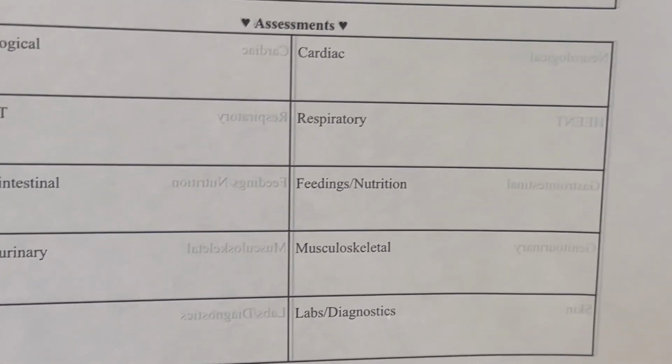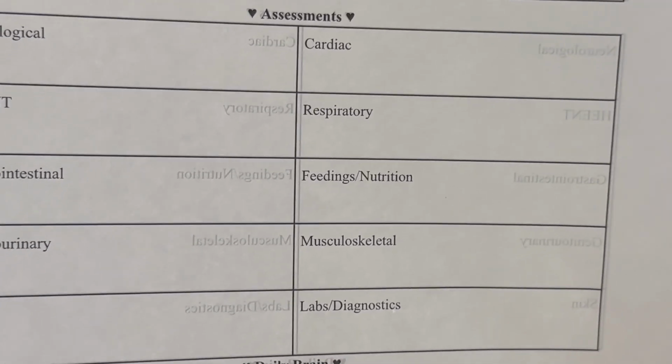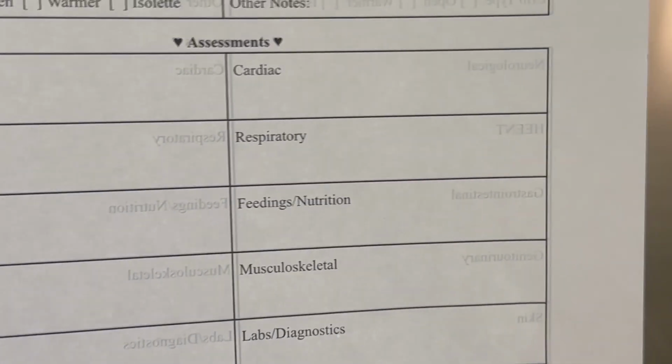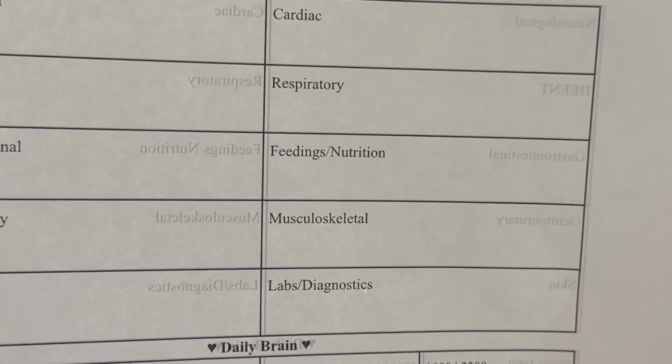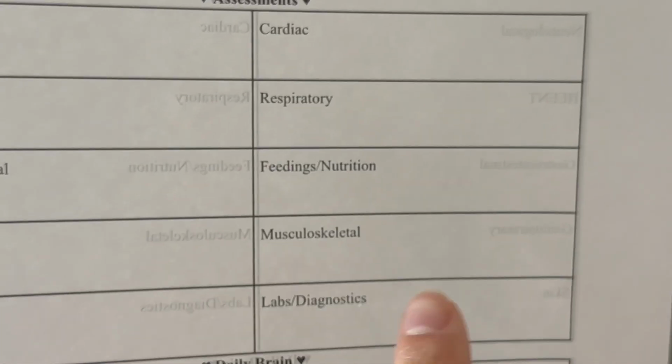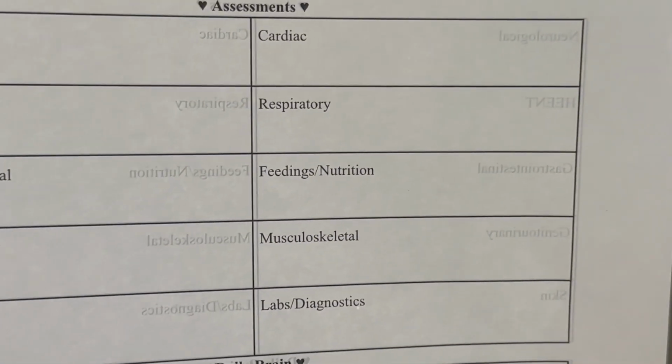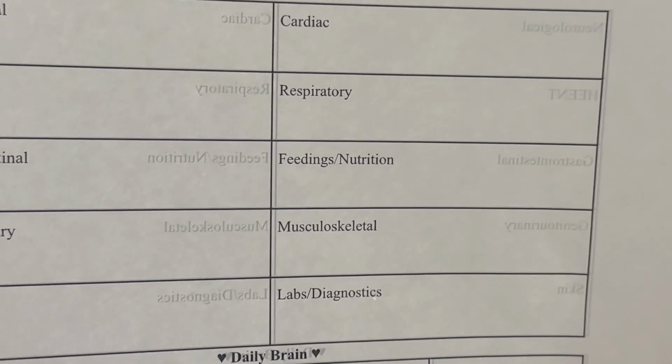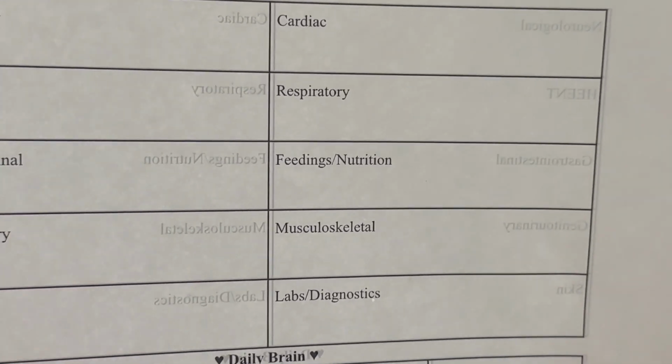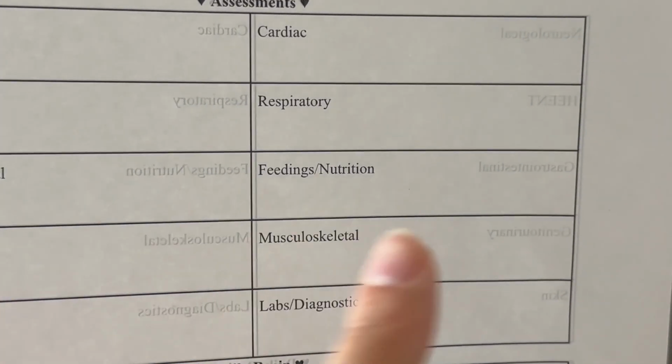If they have a trach and they're doing their trials of weaning their vent settings, boom, you can pop that there. And then we have feeding and nutrition. This is just where I probably put my actual feeding order there so I don't forget. I like to put literally the whole thing, what type of formula they're on, how many calories, how much they're getting, all of that type of stuff. So I probably pop that there.